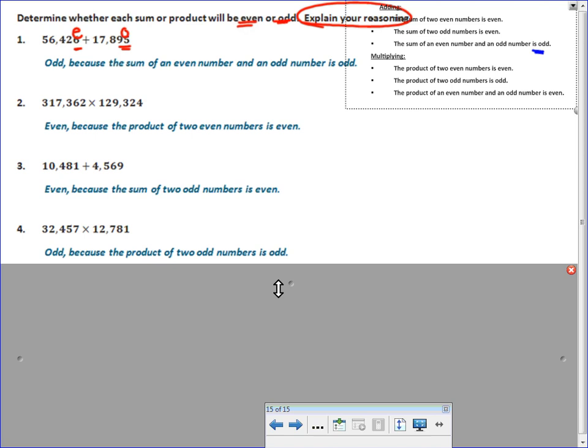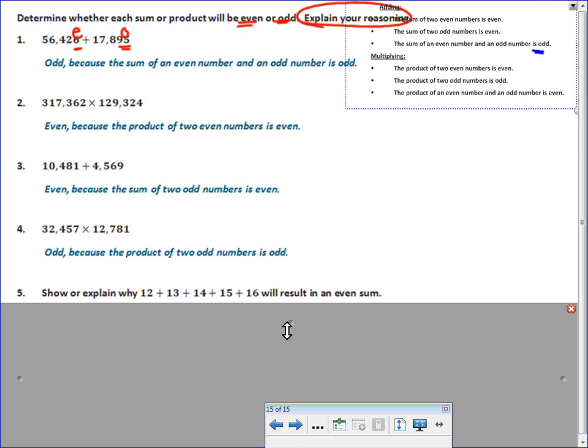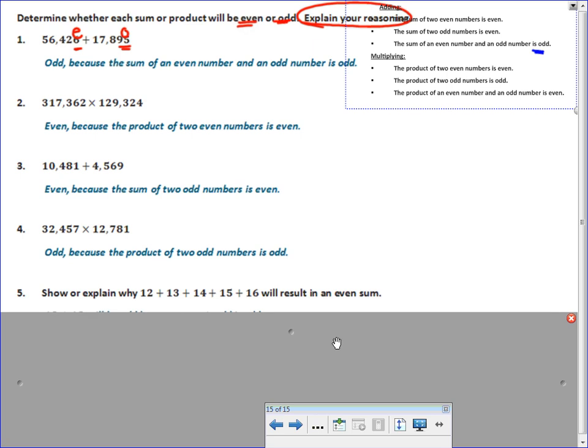Now, number five is going to be a little bit different, and this is why I wanted to make sure we got to go over it before you start your homework. We have odd and even numbers. So let's look. The first two, we have what? We have an even and an odd. So what is the sum going to be? Odd. Plus an even? Odd plus an even is what? Odd.